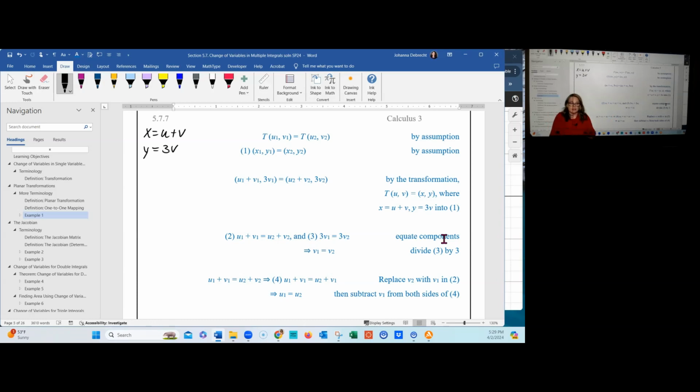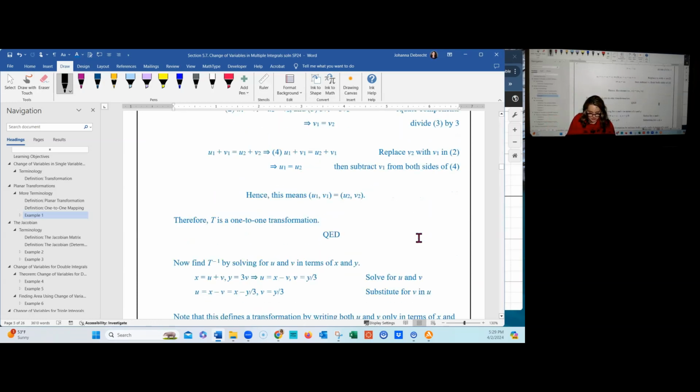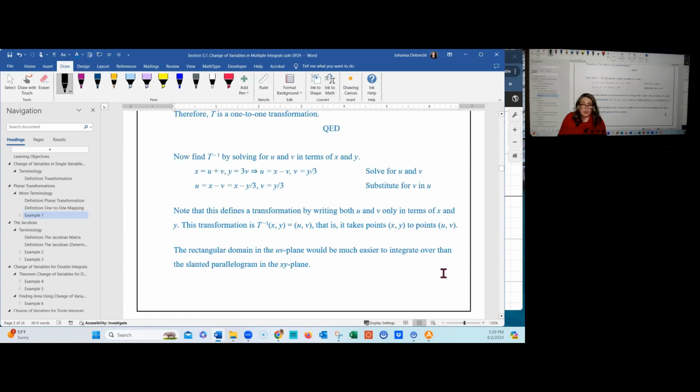Now, how can we get the backwards transformation? The backwards transformation means that we need to solve for u and v in terms of x and y. So I need u equals something with x and y, v equals something with x and y. Then if I know x and y, I can find u and v. So what I'm going to do is start with the definition, x equals u plus v and y equals 3v. I'm going to solve the first equation for u by subtracting v from both sides. In the second equation, y equals 3v, I divide both sides by 3. So I get v equals y over 3.